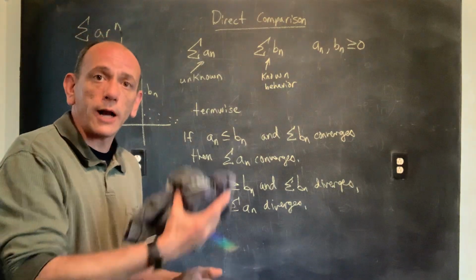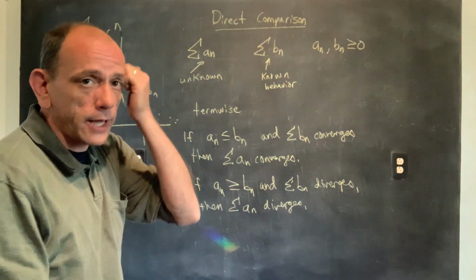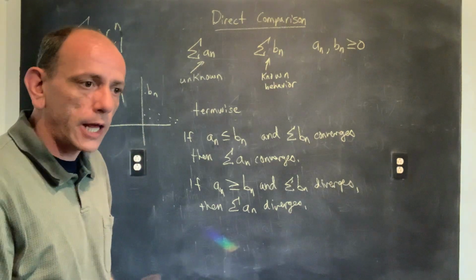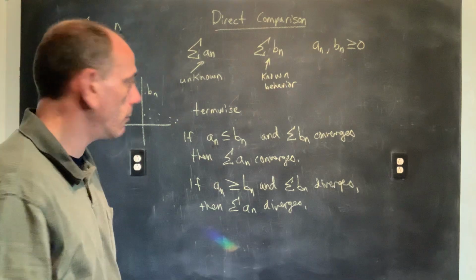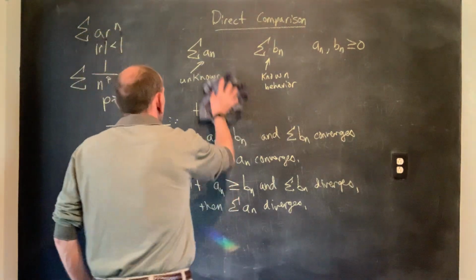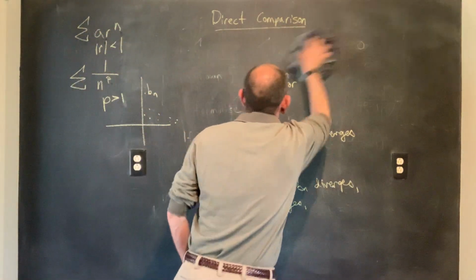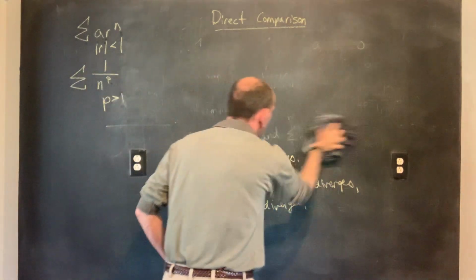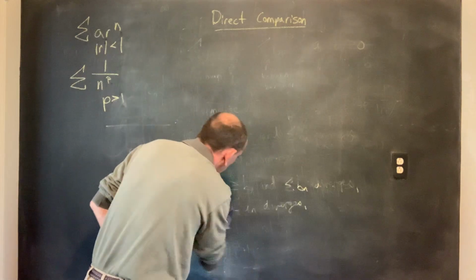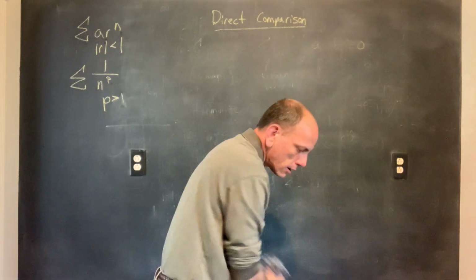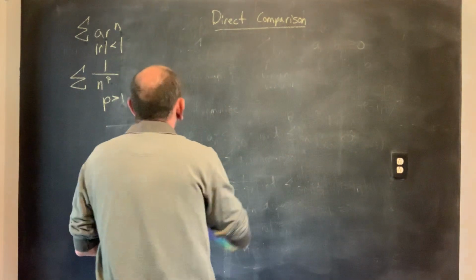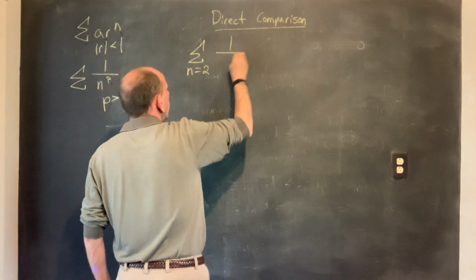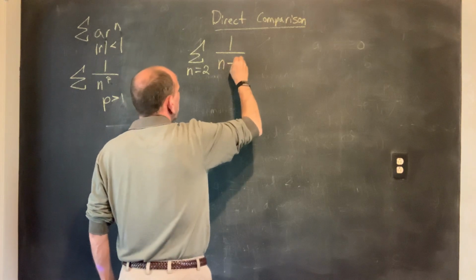If it does go to 0 and I need to do some more work, I'm going to look at it and say, well, does it look like something that I already know something about? Can I compare it to something that I already know something about, right? So let me show you a quick example. Let's say, series n equals 2, 1 over n minus 1.